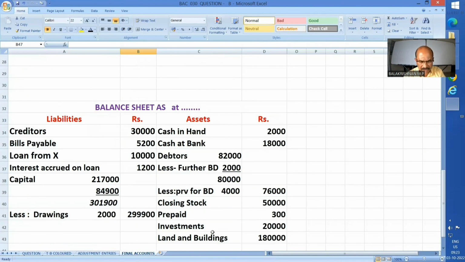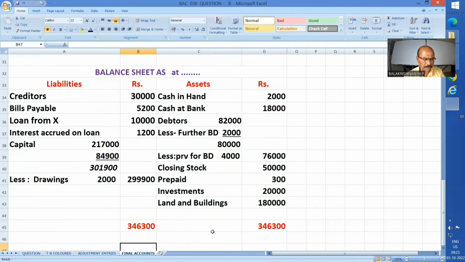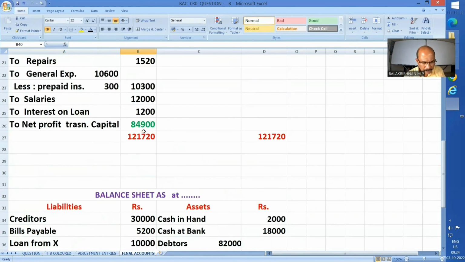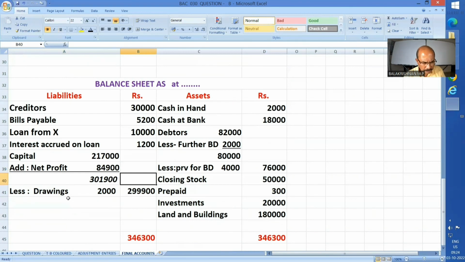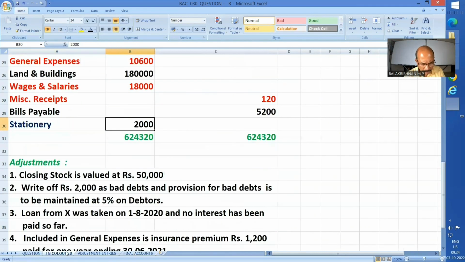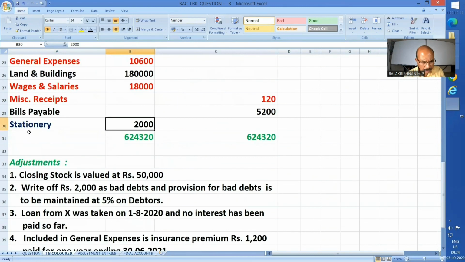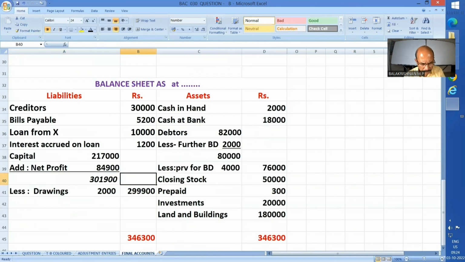Now here also marshalling I have ensured. Capital 2,17,000 is the trial balance figure. To that we added the net profit and deducted the drawings 2,000. Drawings is not in the trial balance. However, adjustment: they are told that end-day stationery was used for personal use. So that is the drawings. My latest capital is 2,99,900.